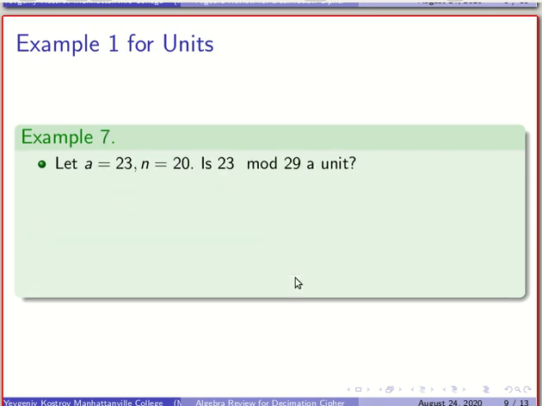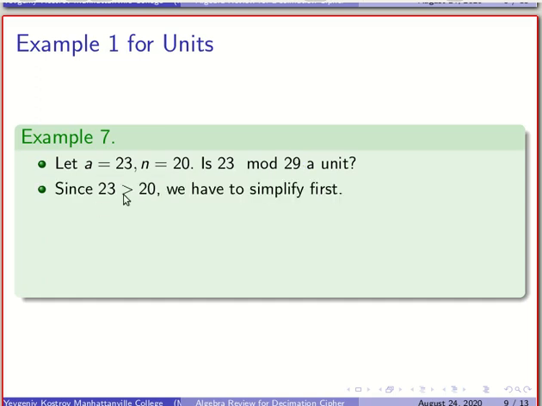Let's look at the next example. In this example, we have 23 and 20. The question is: is 23 mod 20 a unit? A misprint here, sorry, it should be 20 here. I didn't type it correctly. So is 23 mod 20 a unit, right?